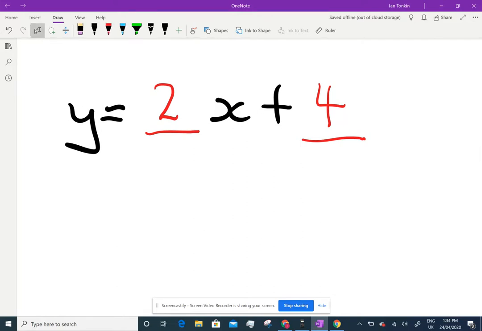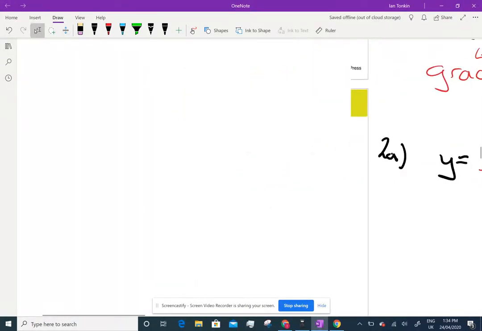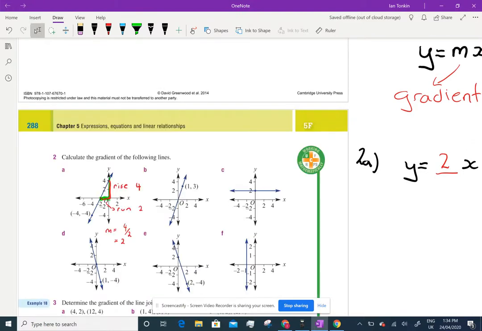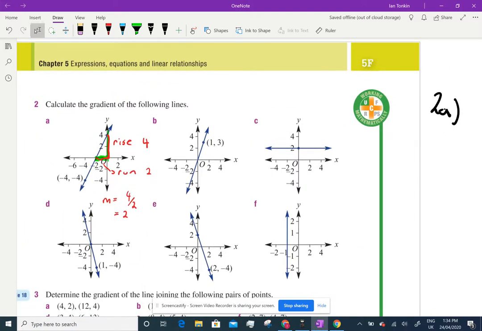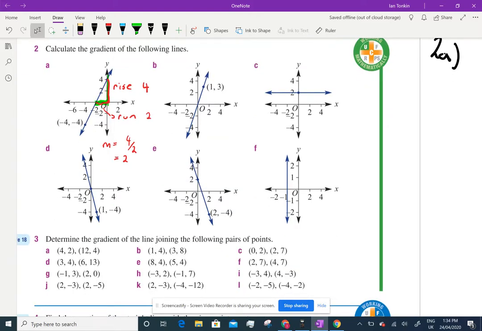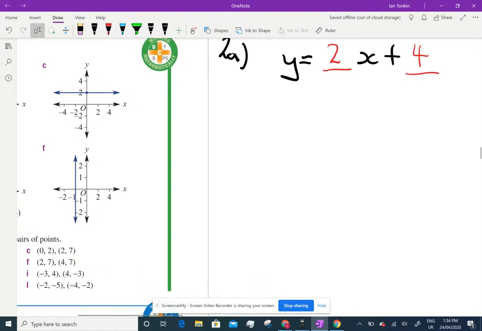Now, are we doing 5 or 4? No, in exercise 2 they're just asking us to find the gradient. Oh, I found the equation of the line. So I'm going to do the same here. Remember, we're just trying to find the gradient here. I've gone too far in that. They just wanted me to find the 2.